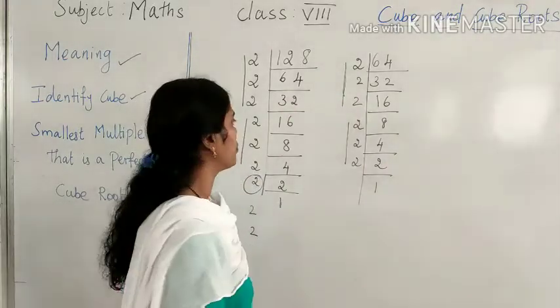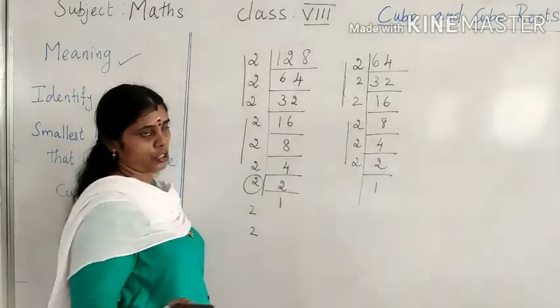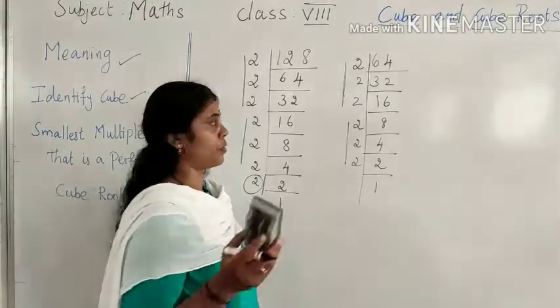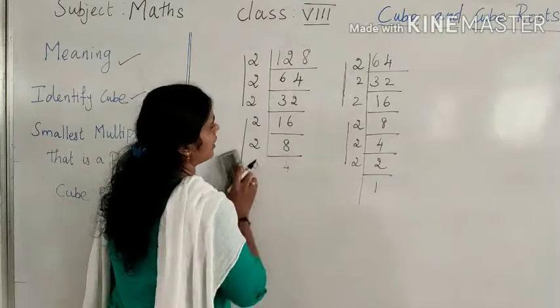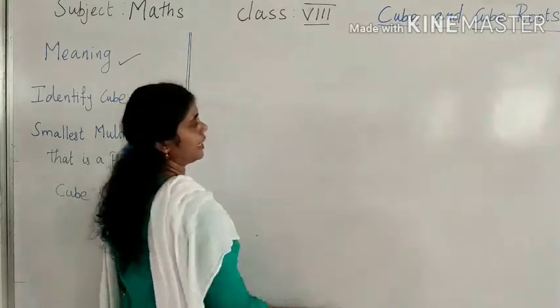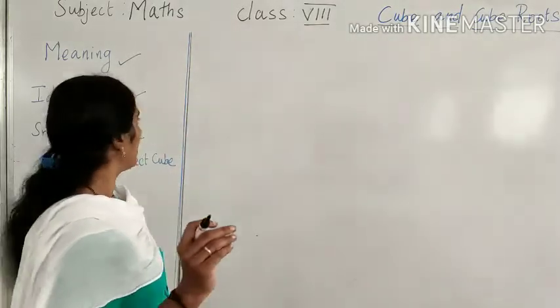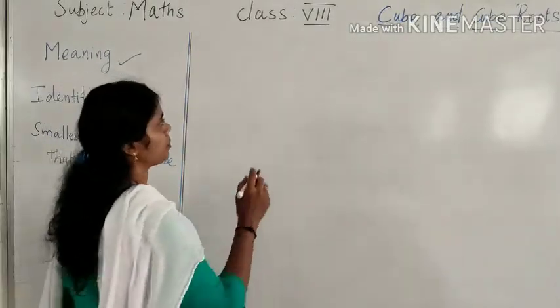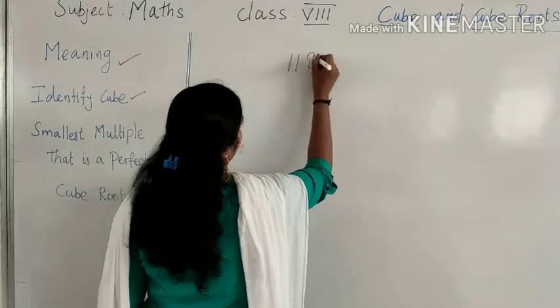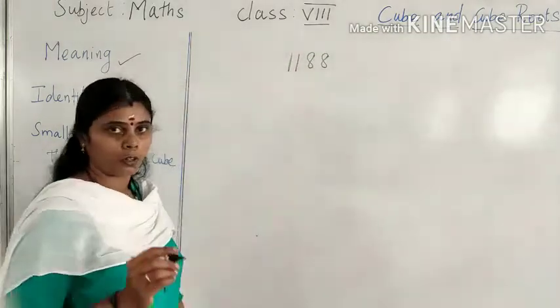Because for cube and cube root we use only prime factorization. We are not going to use long division, because that is for square root, right? Now, I will explain with another number how we can identify whether a given number is a perfect cube or not. Suppose I am taking another bigger number, 1188. Is this a perfect cube or not?